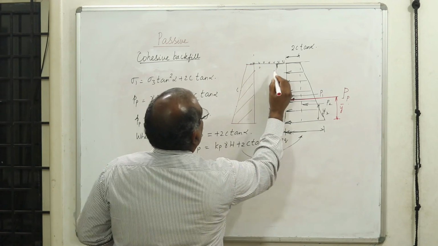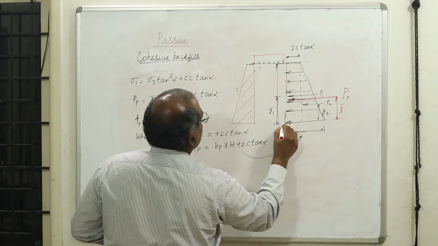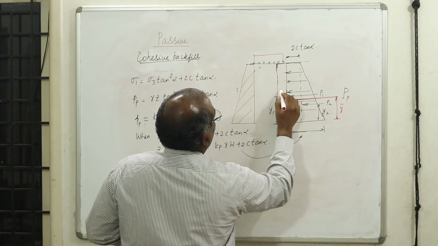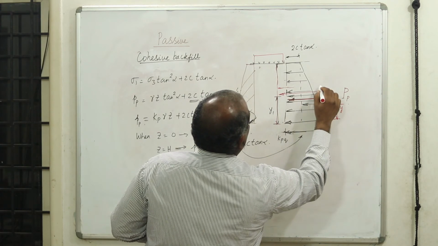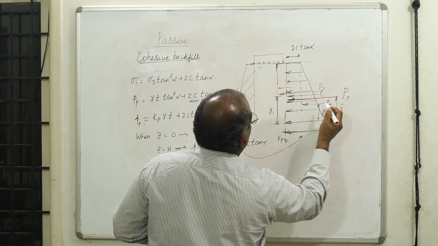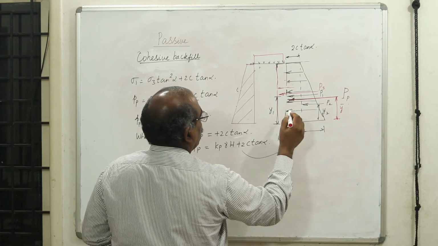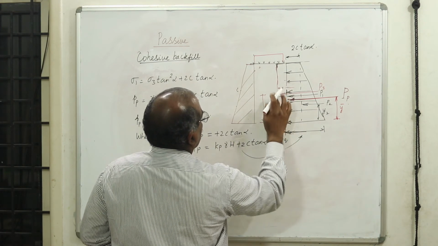When you have a surcharge, we will have an additional rectangle. You can call this P3. You can add P1 plus P2 plus P3 and get the total passive pressure, and I can find out where it is acting. Because this is a rectangle, and this is also a rectangle, it will be acting at the same distance.